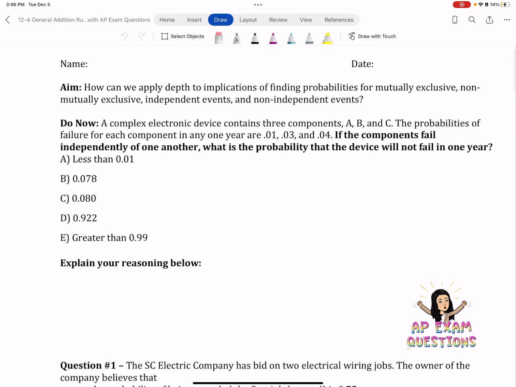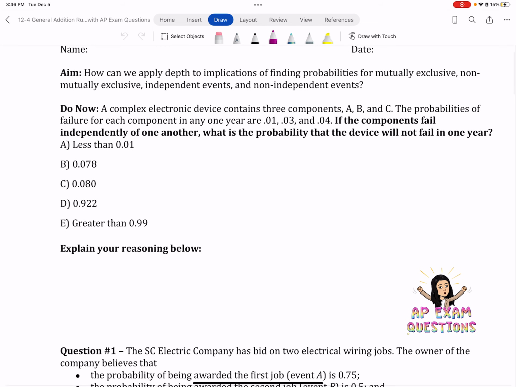Okay, so the first question we have is, a complex electronic device contains three components, A, B, and C. The probabilities of failure for each component in any 1 year are 0.01, 0.03, and 0.04. If the components fail independently of one another, what is the probability that the device will not fail in 1 year? So we are given the probabilities of failure, and we want the probabilities of success, basically, because it says that the device will not fail.